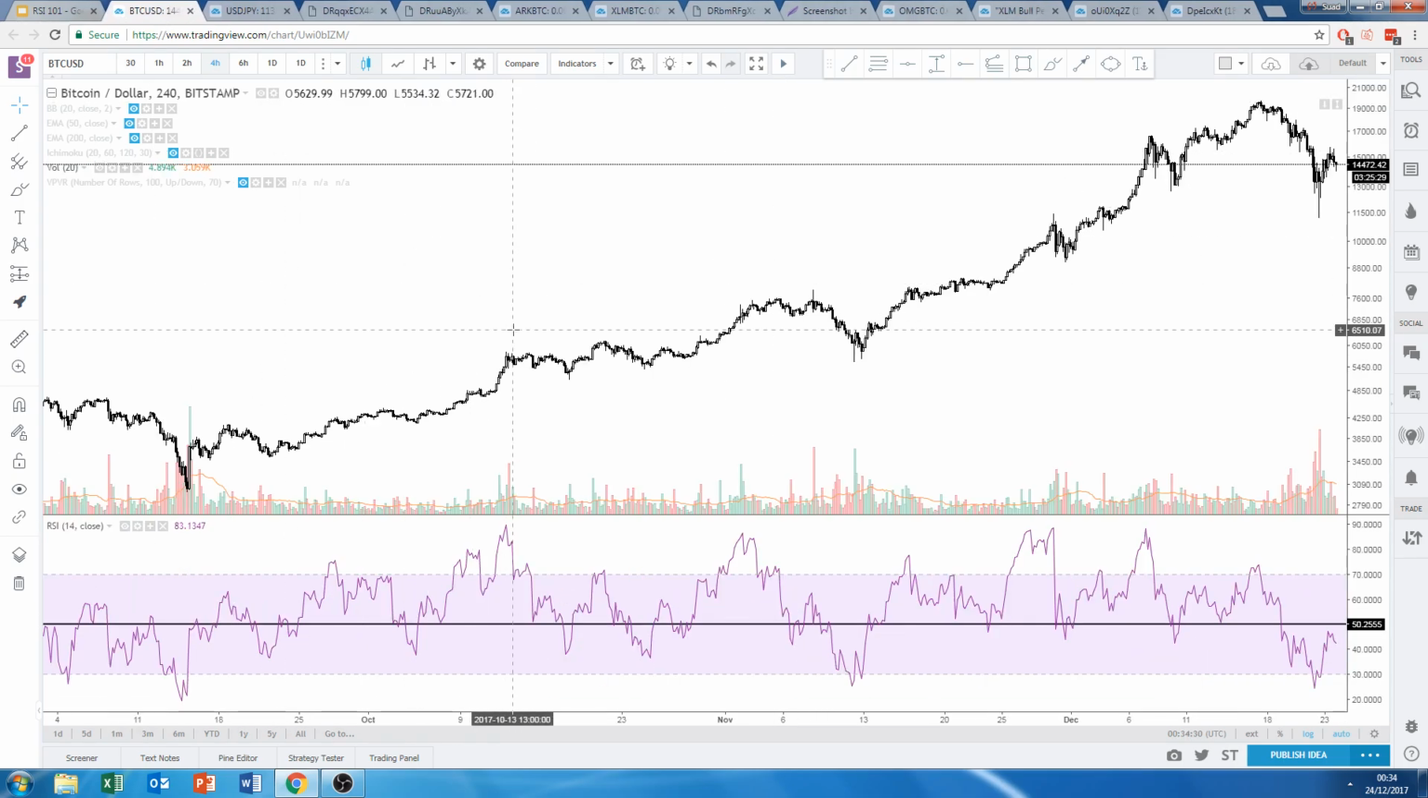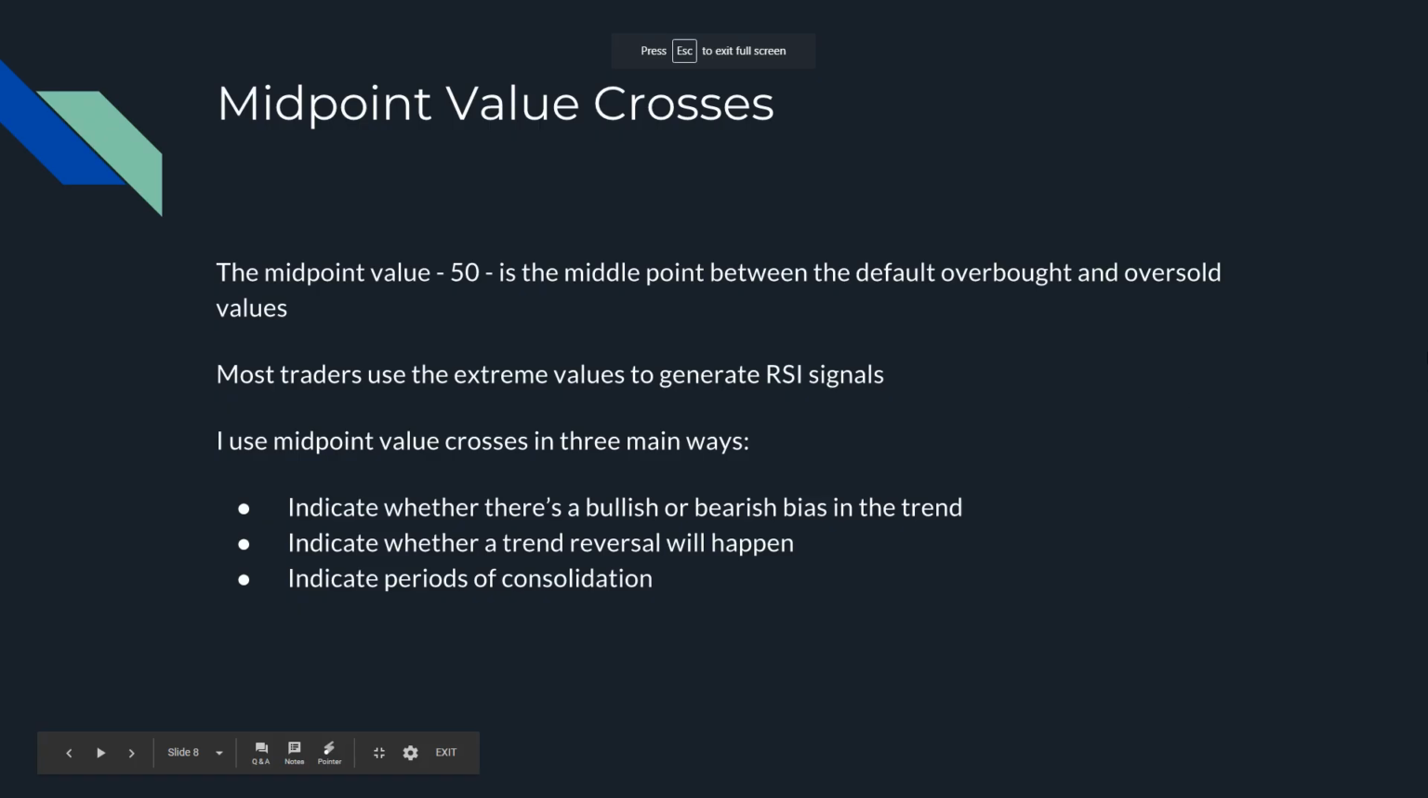Okay, hopefully that makes sense. Let's jump back into this. So that's the 70 and 30 levels. The quick summary of that is you can use those extreme values and then trade with the trend to sort of make money.